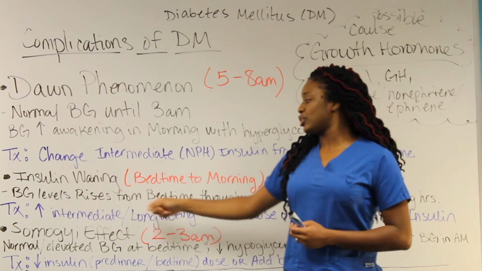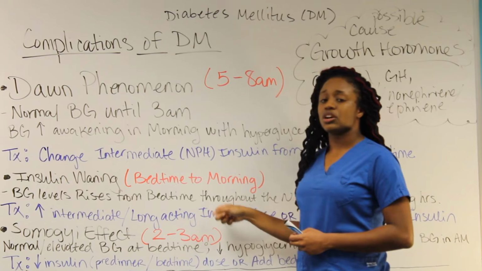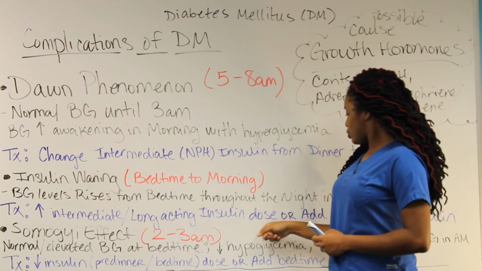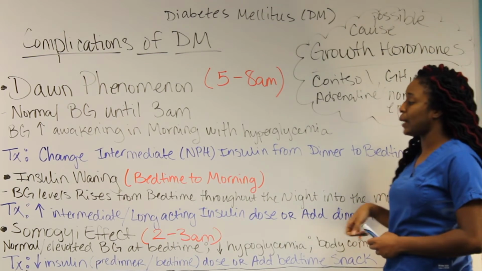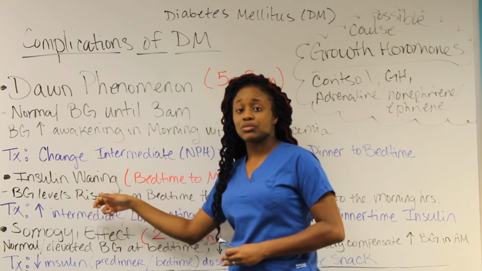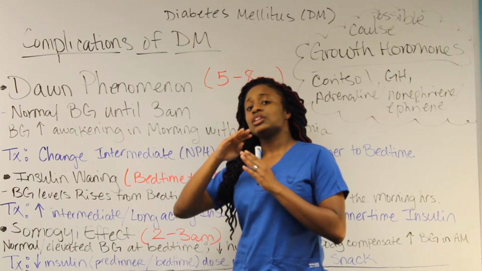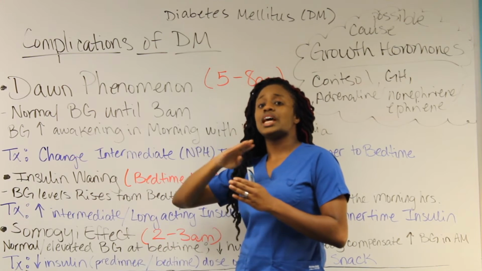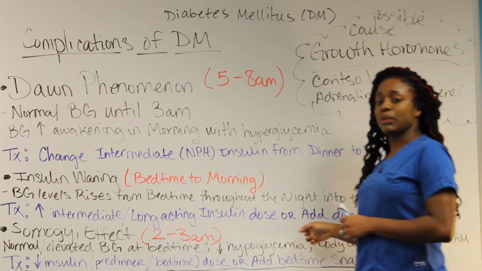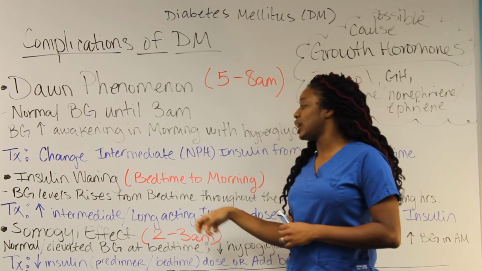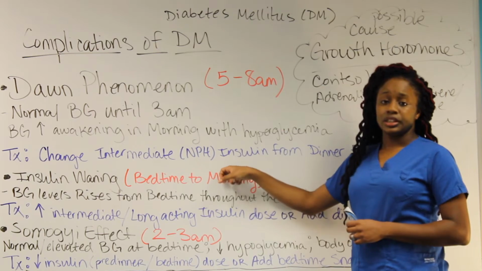For insulin waning, what I'm going to do for treatment is increase the intermediate or long-acting dose. Long-acting is also another type of insulin. Or I can add a dinner time insulin. Because it's already rising from the time of bedtime, I'm going to either increase the dose of insulin that I have now, so that throughout the night when it wants to increase, that insulin helps to keep it steady, or I add a dinner time dose. So right before dinner, you take your insulin, and then you take your regular intermediate dose throughout the night, and that solves this problem.